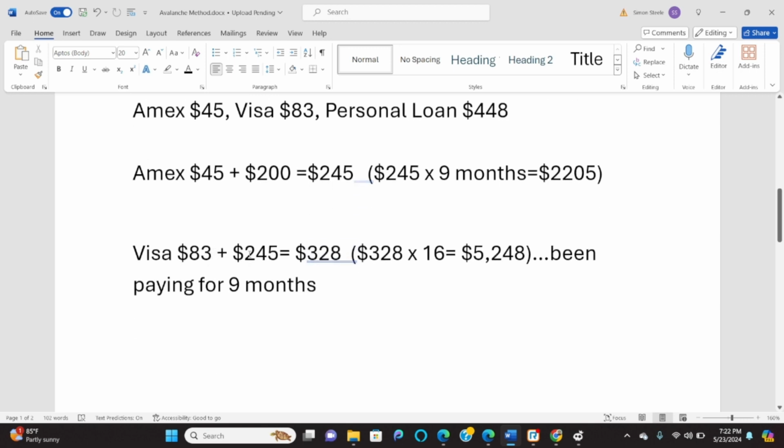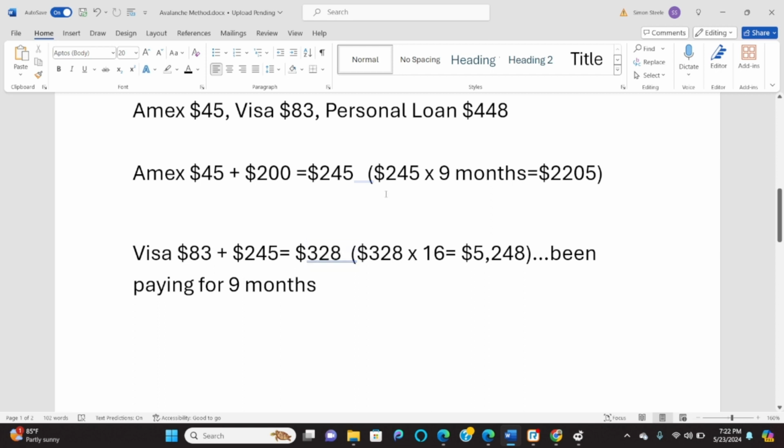The 83 minimum plus the 245 is $328. 328 repetitively going to that Visa while we're still making the minimum payments on the other personal loan, times 16 months equals $5,248. Now, it may not take 16 months.